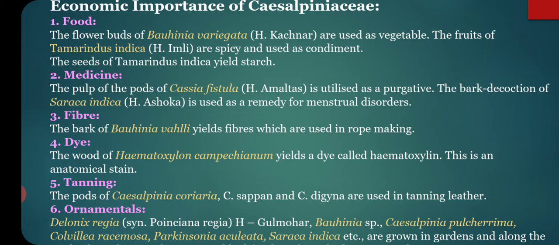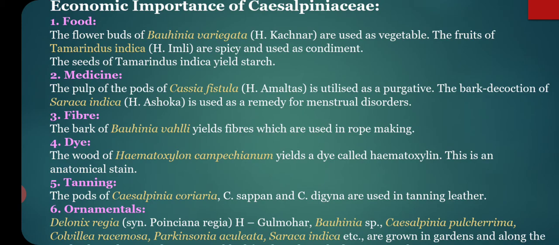Then medicine, the pulp of the pods of Cassia fistula is utilized as purgative, and bark decoction of Saraca indica, which we all know, Ashoka, the bark is used as a remedy for menstrual disorders. It's a very common medicine under Ayurveda for menstrual problems. Then fibers, the bark of Bauhinia vahlii, that is the climber, yields fibers which are used in rope making. It's a strong rope which is normally used in the northeast states of India.